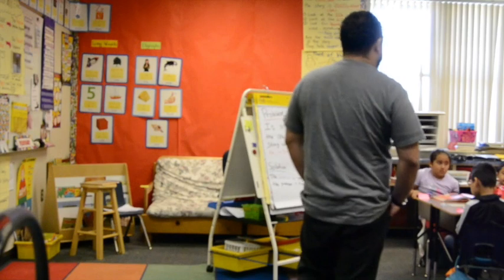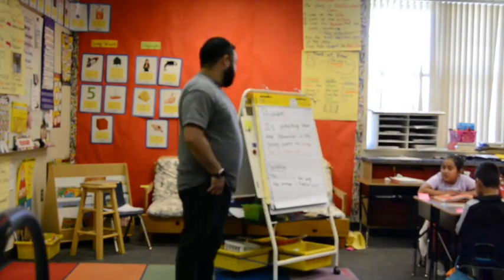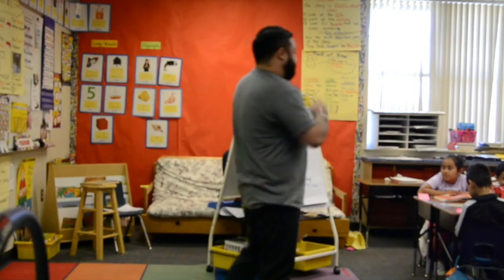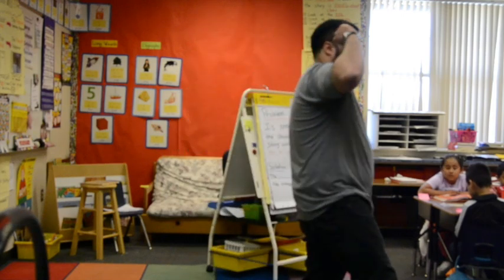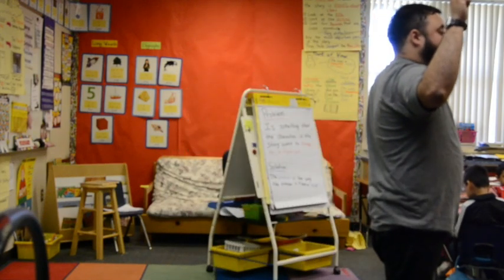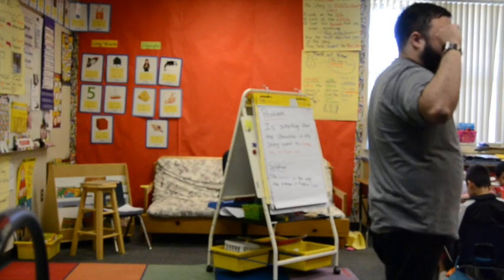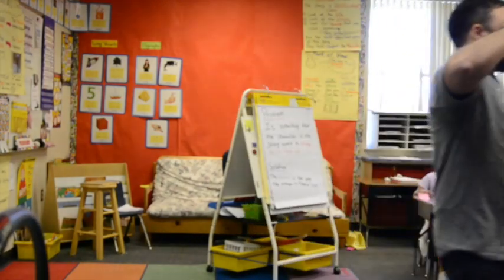Perfect. The solution. Repeat after me. The solution is the way the problem is fixed or solved. So if there's a problem in our story, there's more than likely going to be a solution. Okay, the main character is going to be looking either to change something, fix something, or figure something out.